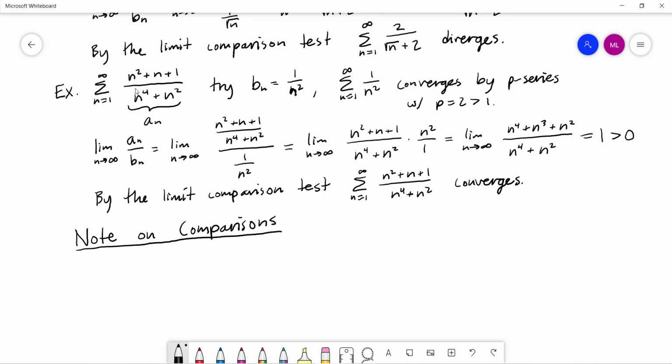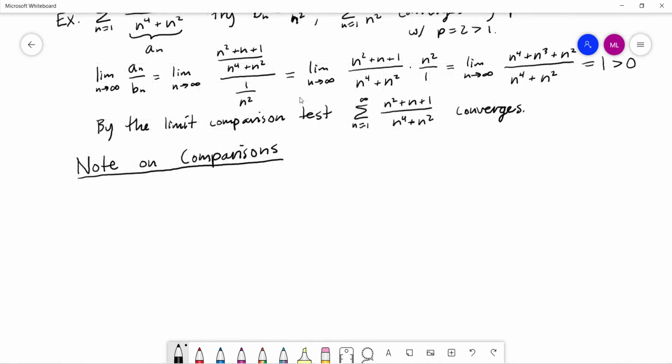The biggest term on top is an n squared, the biggest term on the bottom is n to the fourth. Overall, this thing's going to behave like a 1 over n squared for large values of n. That is a really important thing to be able to sense. And so I want you to have a sense of the behavior of these different functions.